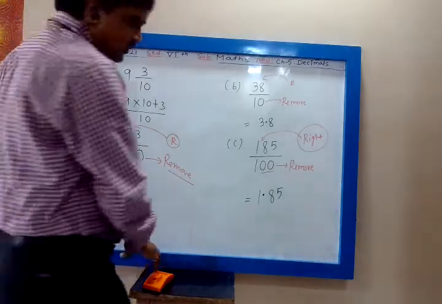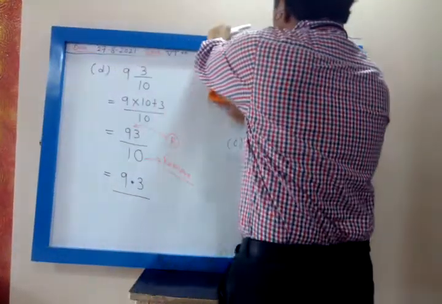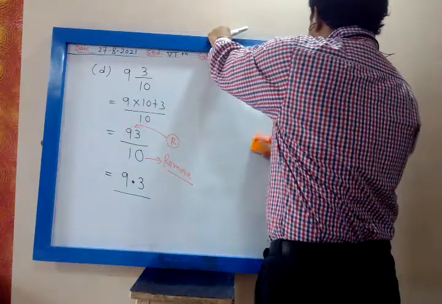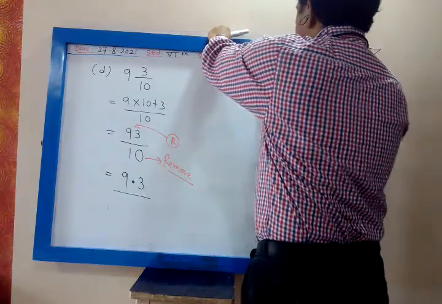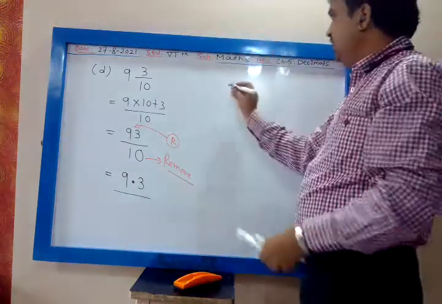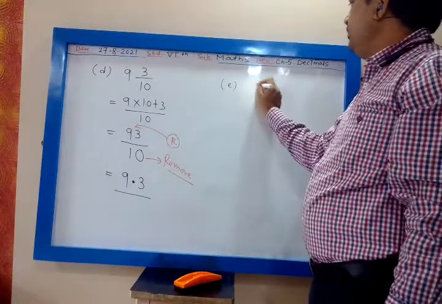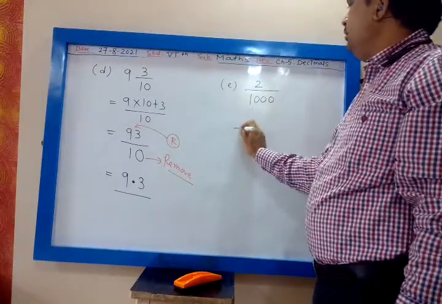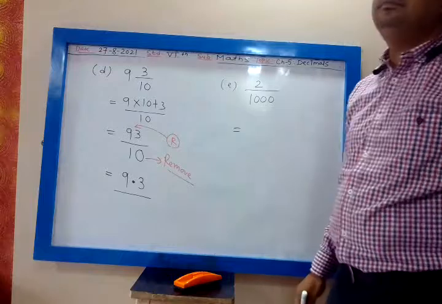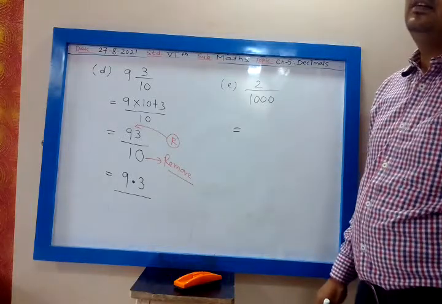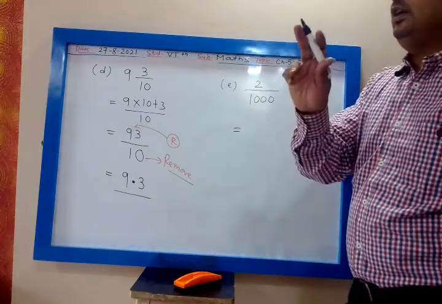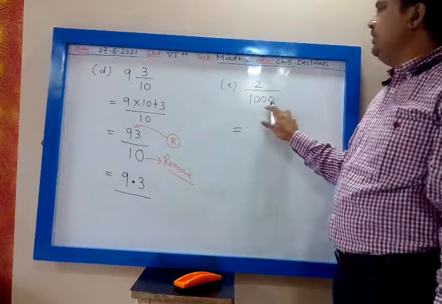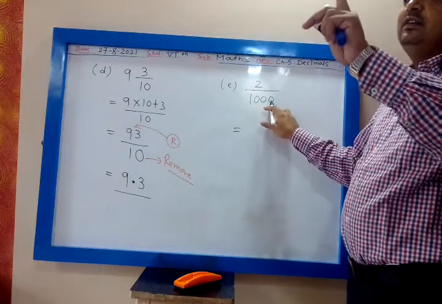Then 2 upon 1000. Now let us go step by step. How many zeros are there in the denominator? 3. In the numerator we have one digit, 2.